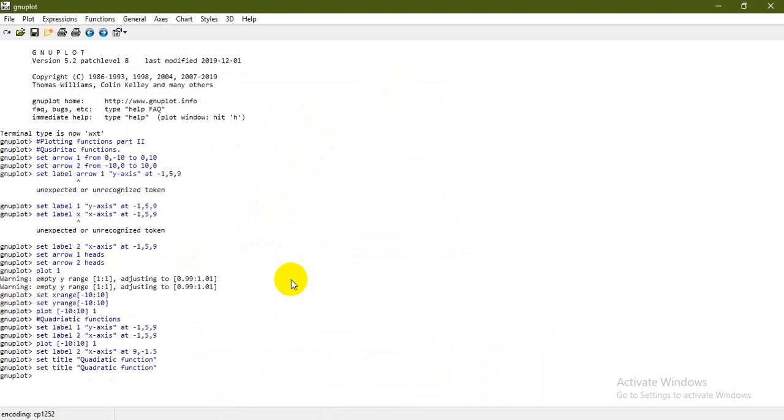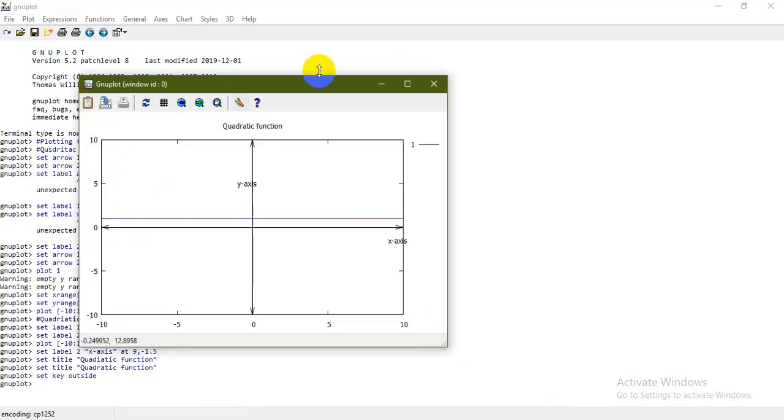We can also decide to set the key outside. So I'll set key out, I'll place the word outside, so that my key is outside, and then I have the position of the key here so it should not interfere in my graph.